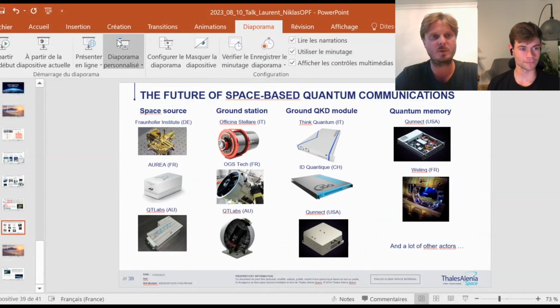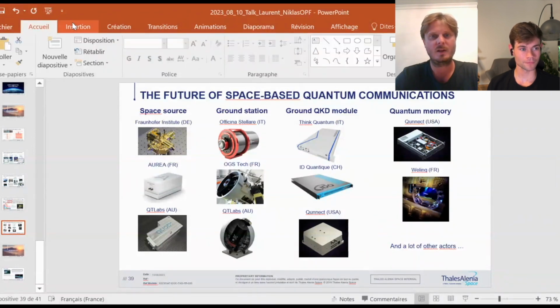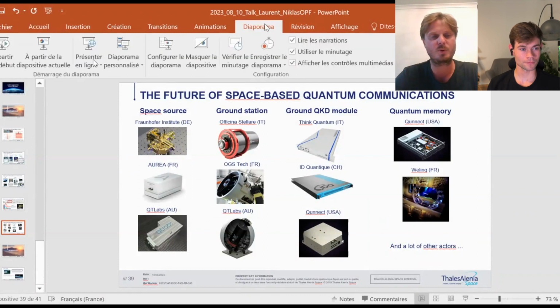I have mentioned the TQuants project. So this is an ESA-CNES project. In this project, we are developing the quantum building blocks for the quantum information network system. And we are developing space sources.